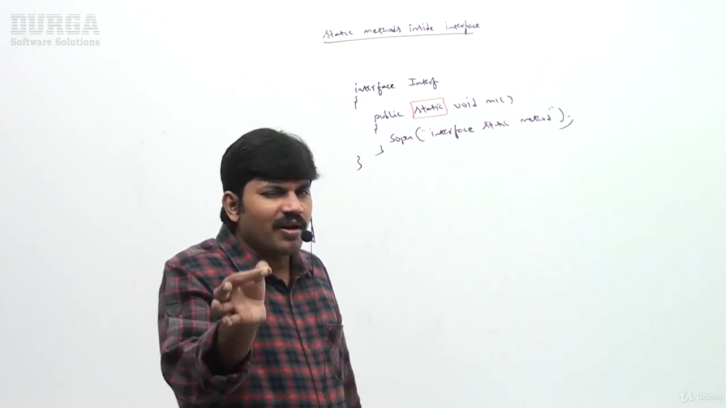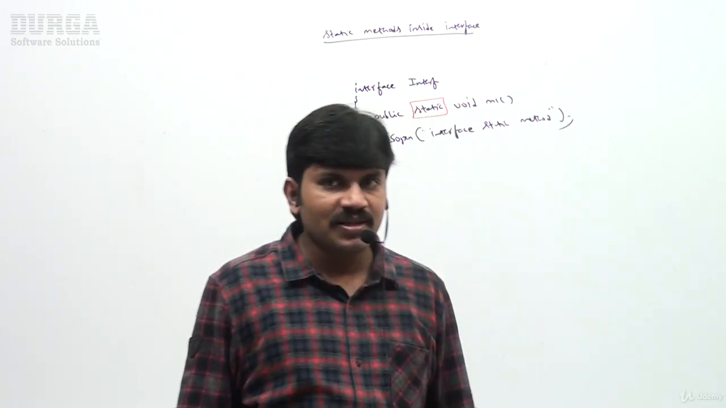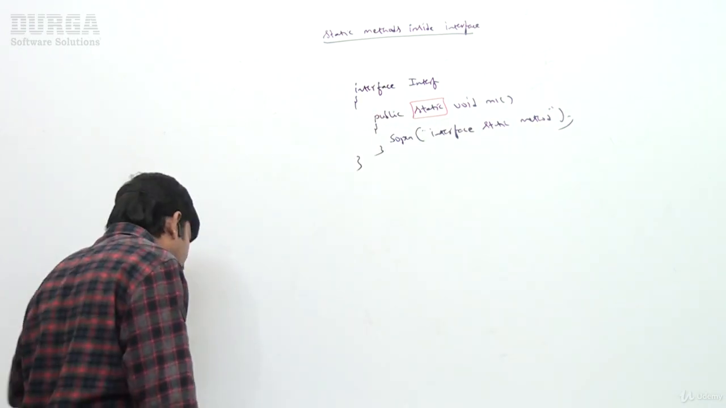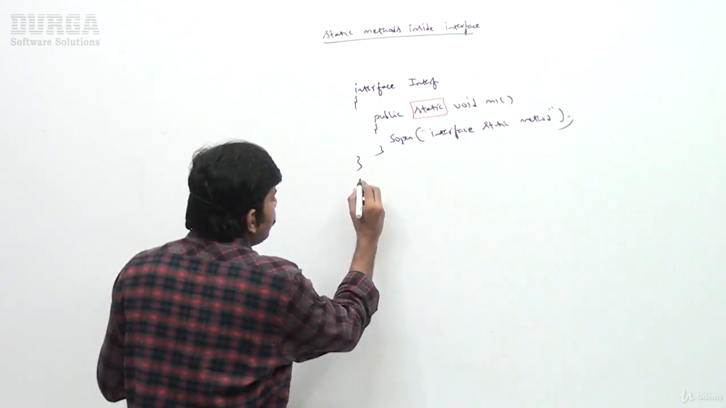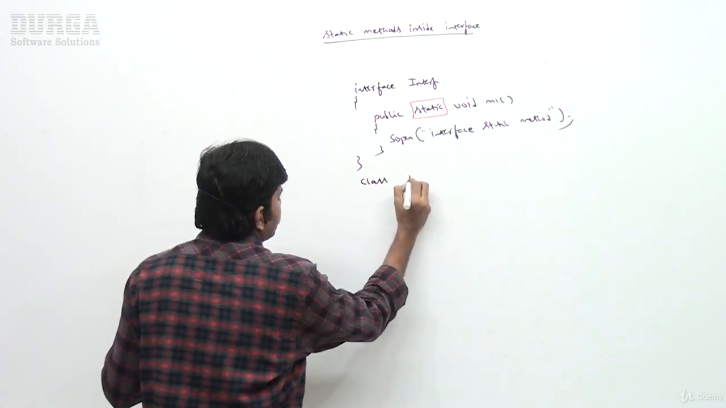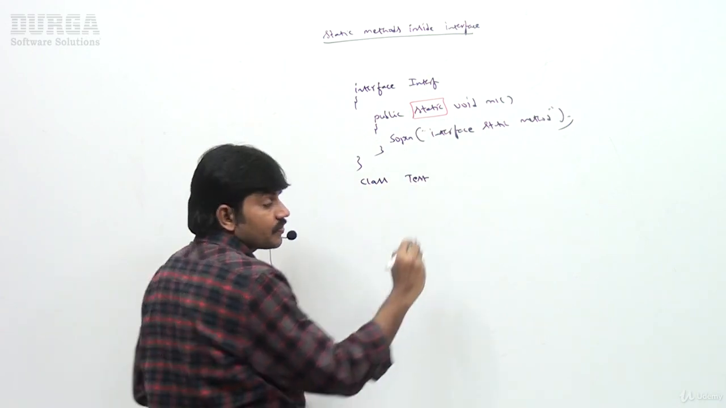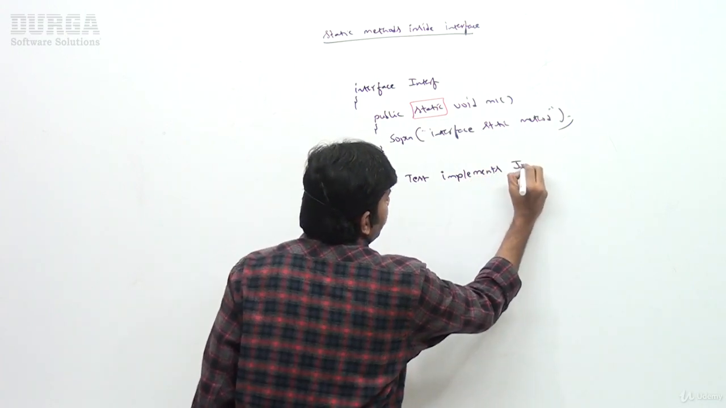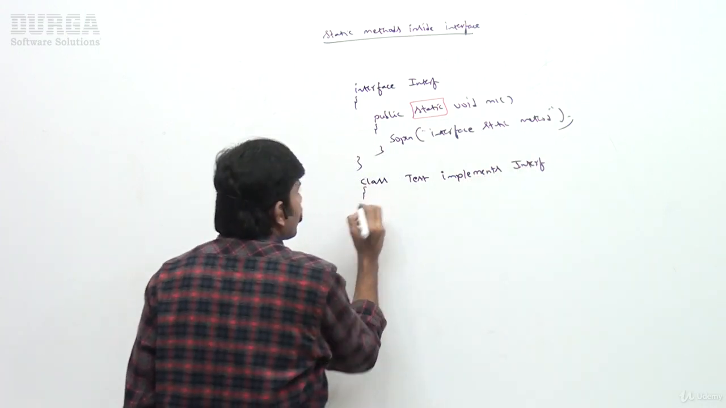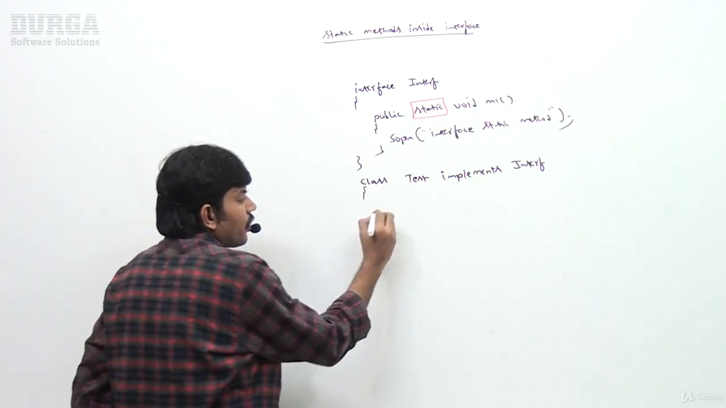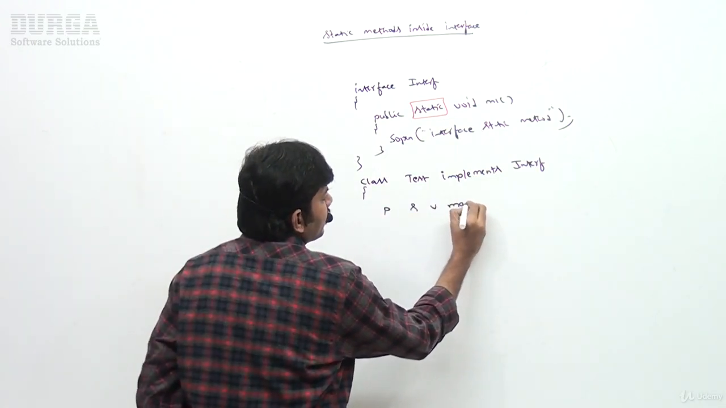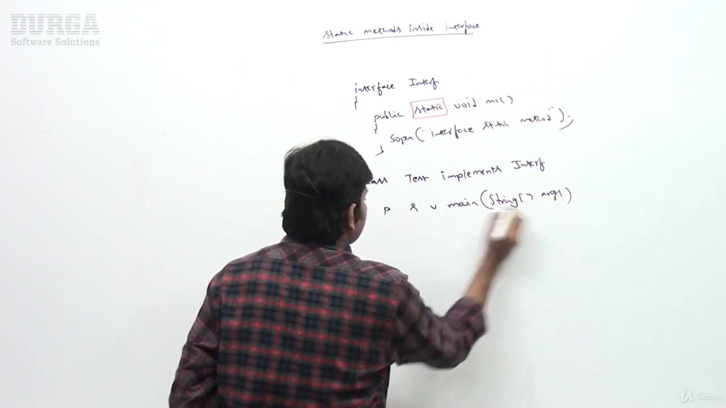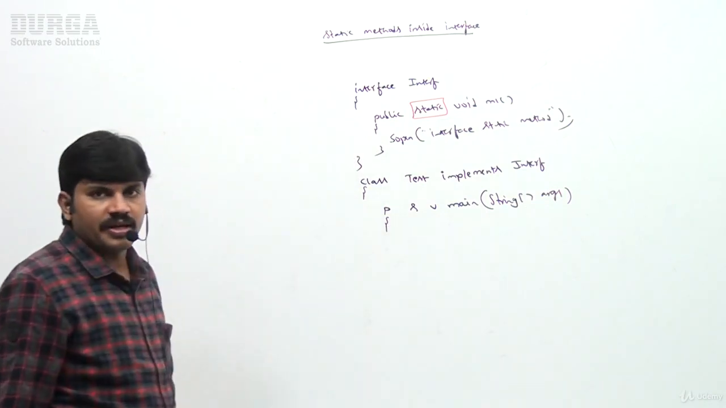Next, there is one small twist. Take very special care about this one. Observe carefully: I am taking an implementation class. Class Test implements interf. Now public static void main, String array args.